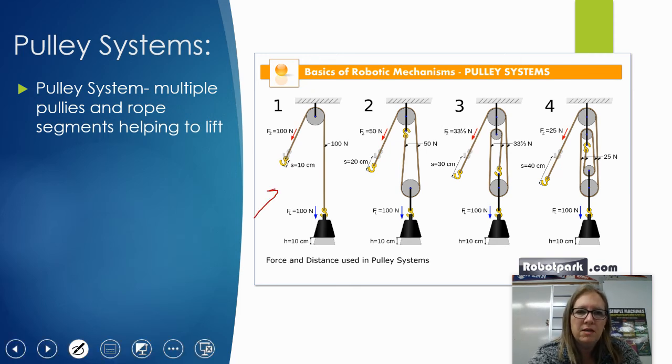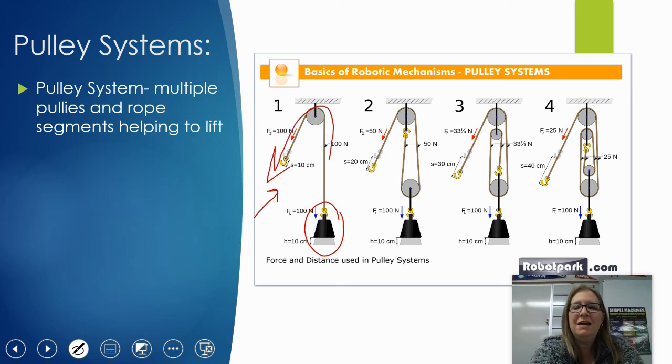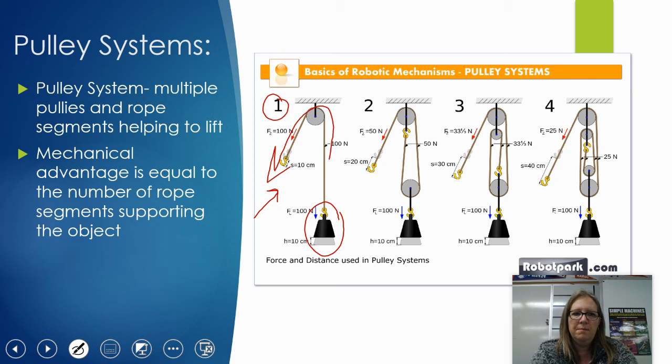This first one right here, that's just changing the direction. So I have an object that has a weight of 100 newtons. The rope goes over once, I'm pulling it. I have to pull with the same amount of force. It's still going to weigh 100 newtons. It just allows me to change directions, okay? So it does make the work easier, but the mechanical advantage is still just 1. The mechanical advantage is equal to the number of rope segments supporting the object.